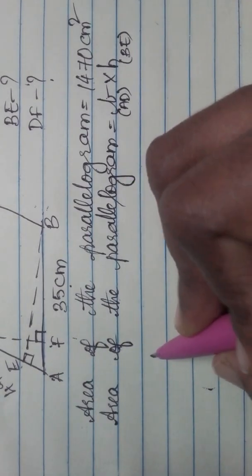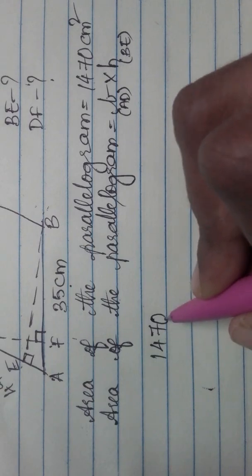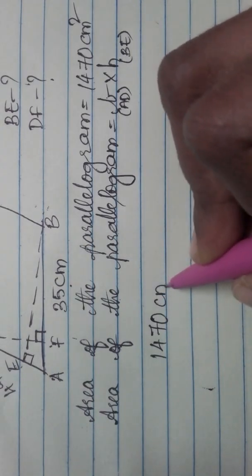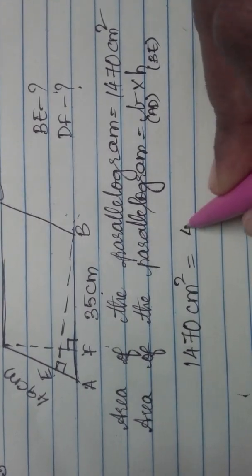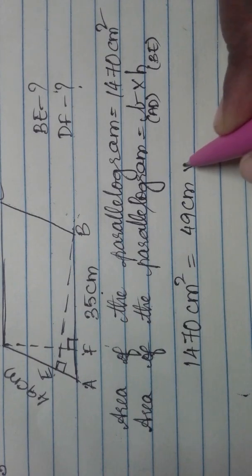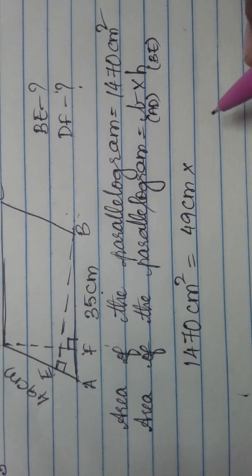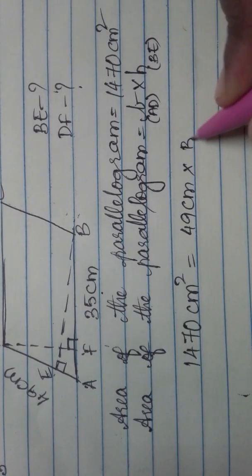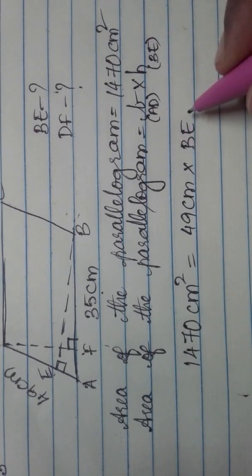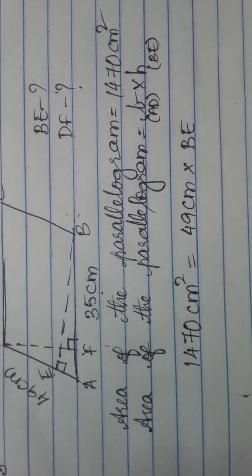Now let us substitute the values. We know that the area of the parallelogram is 1470 centimeter square, which is equal to base AD. AD is given as 49 centimeters. So let us substitute that. 49 centimeters into height. Height is BE. I am writing this BE here.